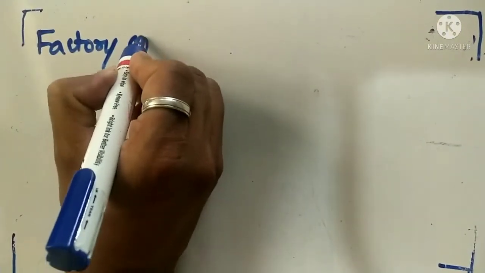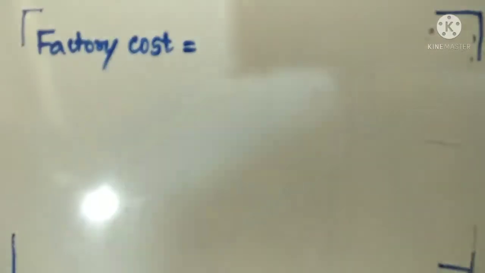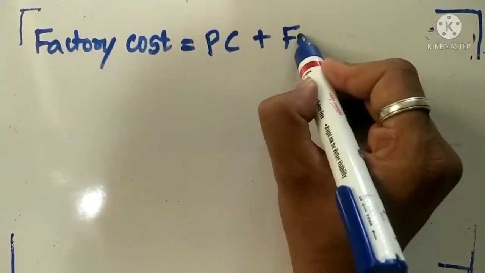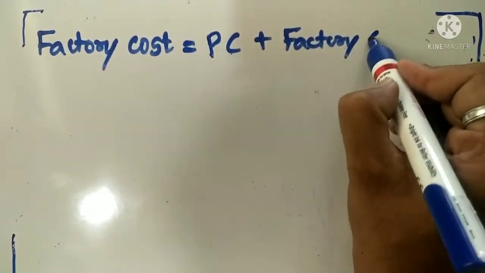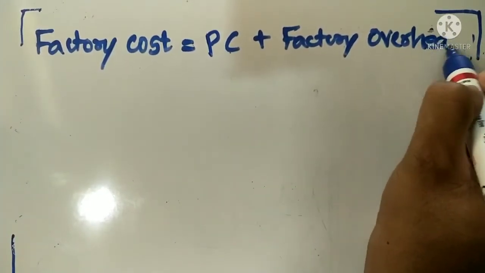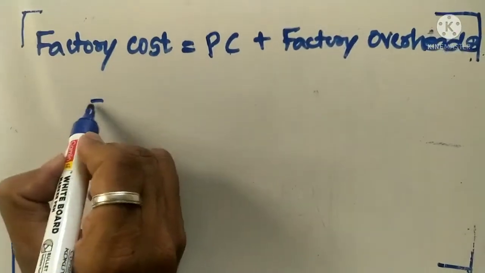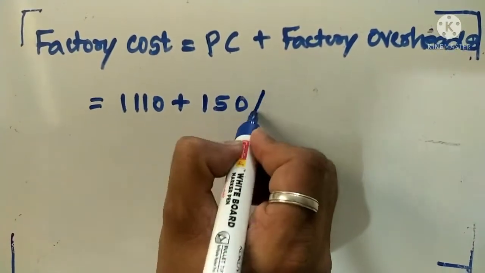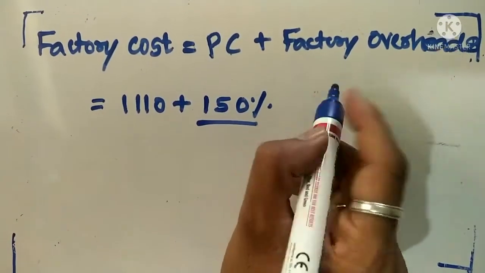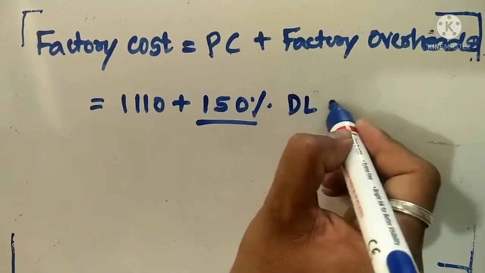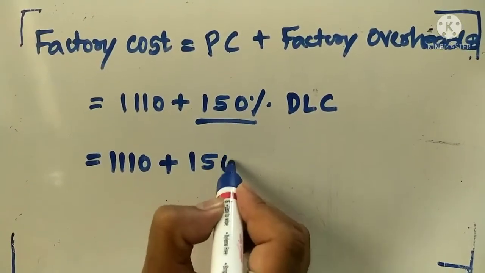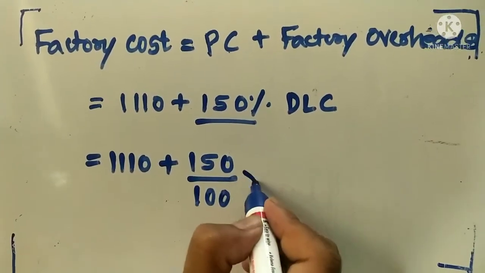The next thing we need to calculate is the factory cost. Factory cost is the addition of prime cost plus factory overheads. Factory overheads, in the given data they have clearly said, is 150% of direct labor cost. So the prime cost we already got, and 150% of direct labor cost. If we calculate this, we will get the answer 1575 rupees.